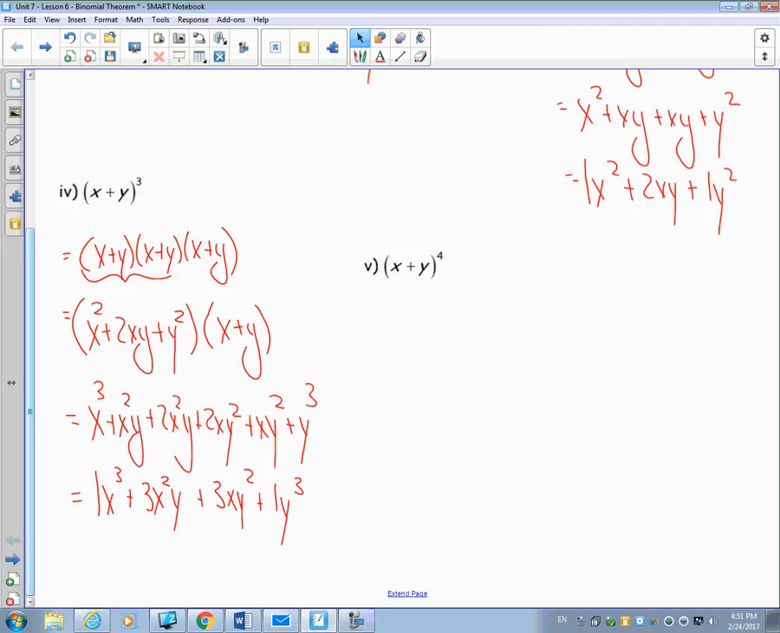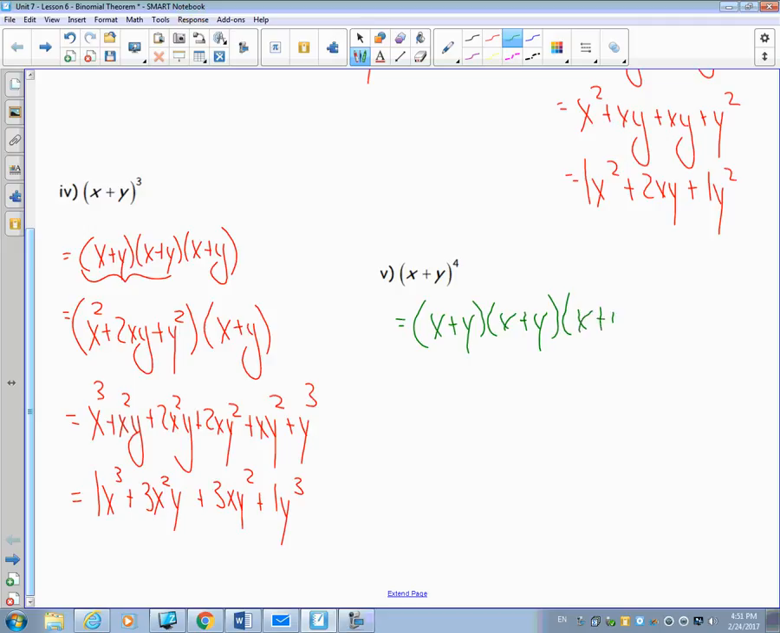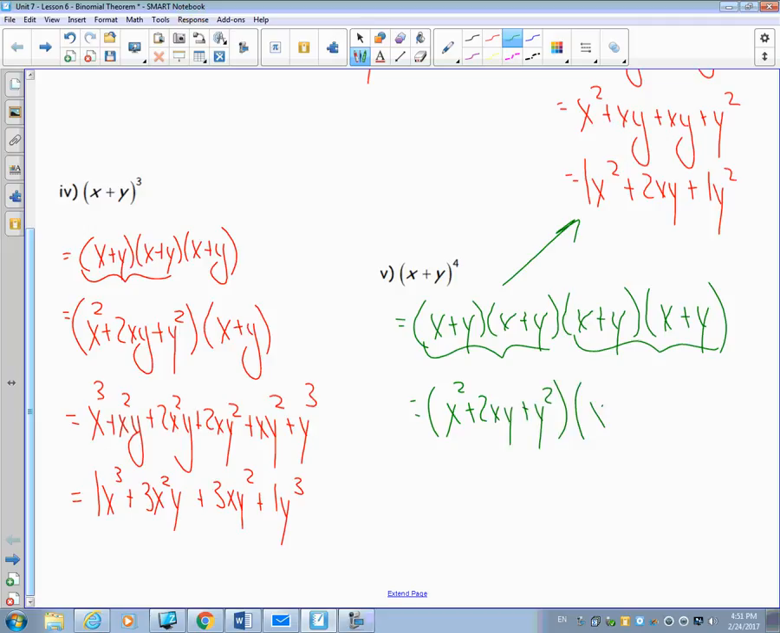Oh, we get to this next one. X plus y to the 4. Oh, x plus y times x plus y times x plus y times x plus y. This is getting longer now, right? Now we know that every two of these makes x squared plus 2xy plus y squared, times again itself. Now I can do this. There's nothing wrong with this, but this is starting to get long, as I said.